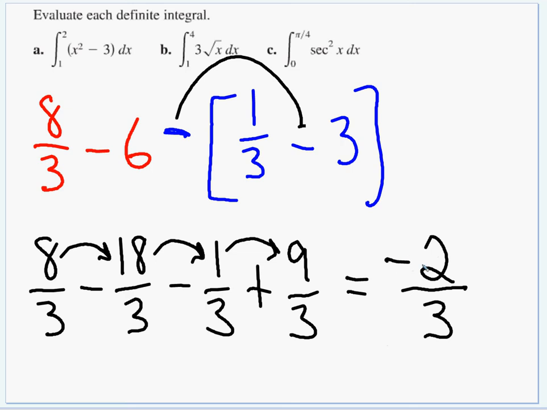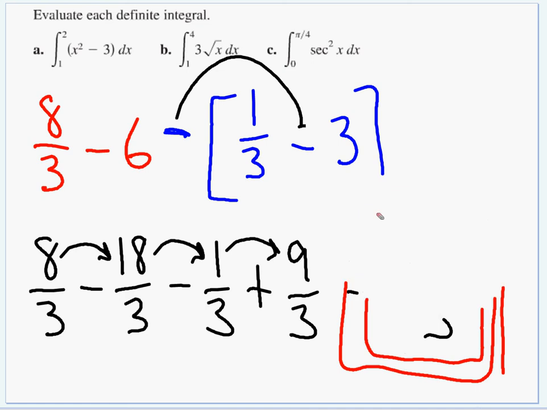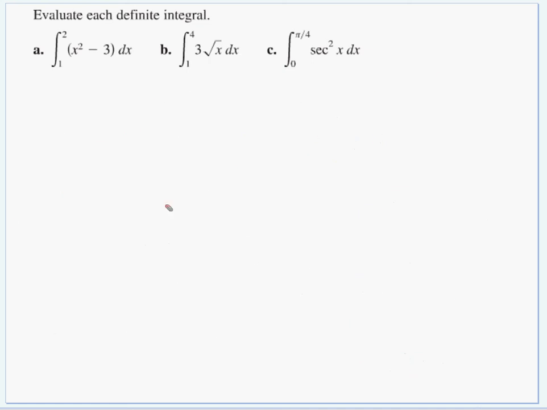That might be a good time to point out here, definite integrals can be negative. We are not finding the area under a curve because this is not going to stay completely in the quadrants 1 and 2 where we are positive, above the x-axis. Let's see what's next here. Ooh, we got a radical.